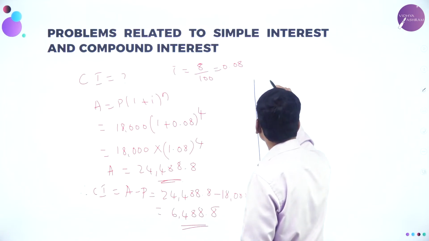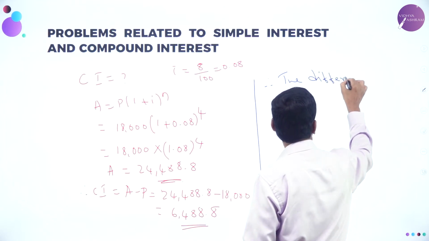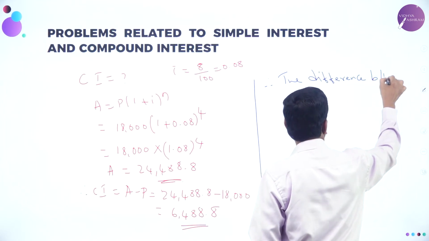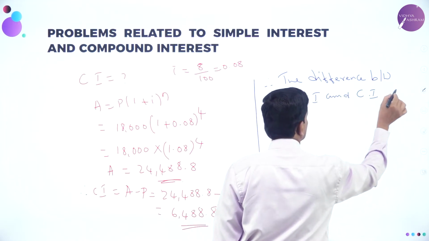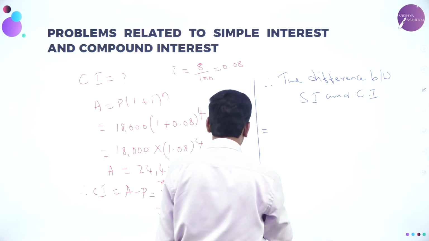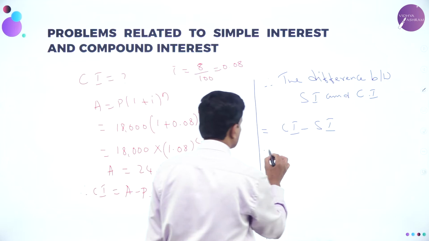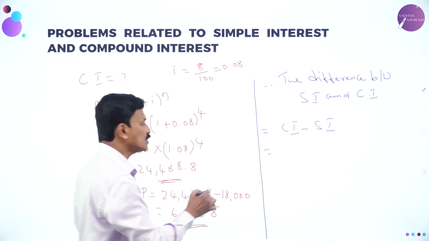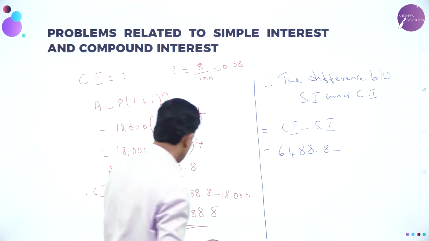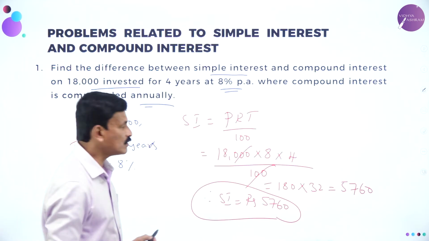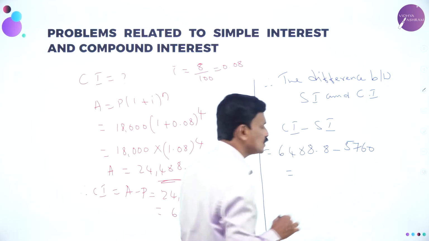Therefore, the difference between simple interest and compound interest is to be determined. So that's equal to compound interest minus simple interest. What is compound interest? 6,488.8 minus, what is the simple interest? 5,760. So this is the difference.